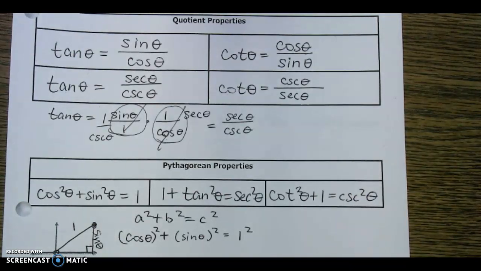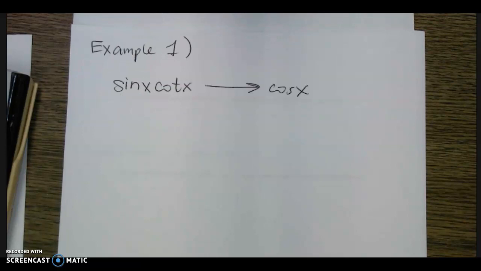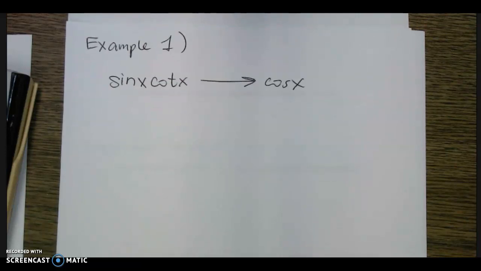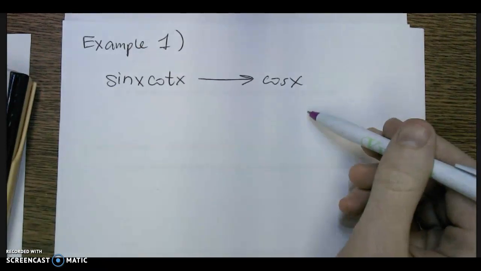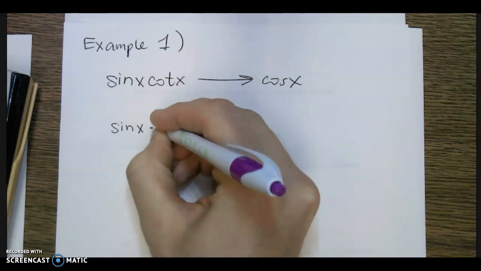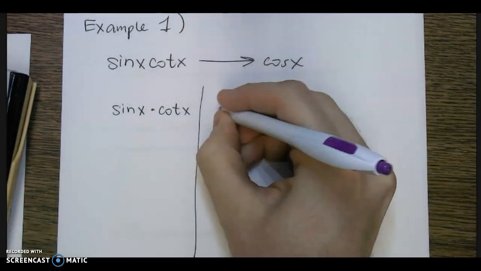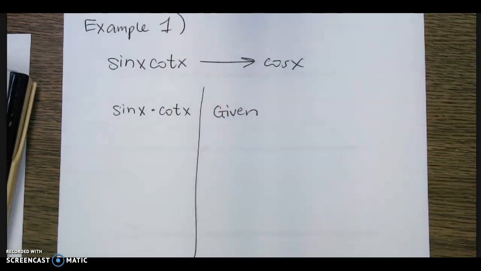So those are the 3 sets of properties. Now we're going to use those to do some proofs. In example 1, they're giving you sine times cotangent, and they want you to transform it into just a single cosine using the properties. So much like a geometry proof, we are going to make a 2-column proof here where you put your statement and then you put your reason. So my first statement is we're starting with sine times cotangent. And then in the second column is your reason, and that was given to us. So that's how we're going to start.